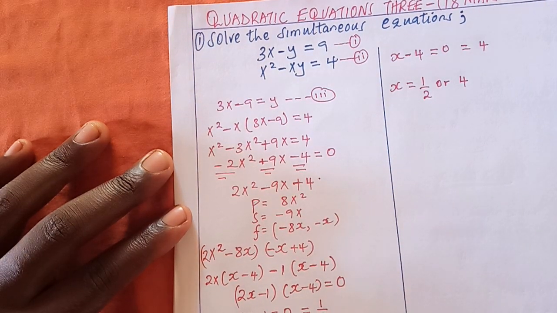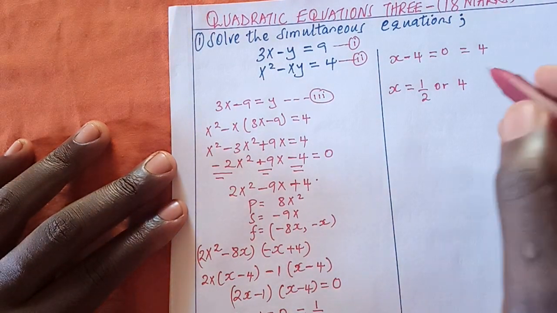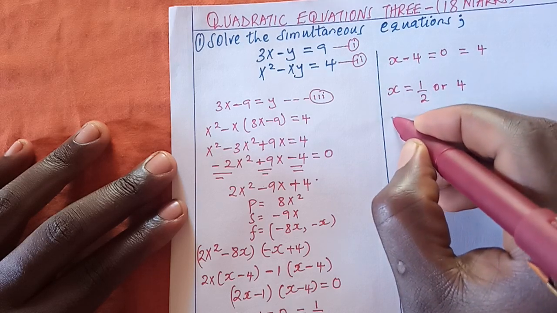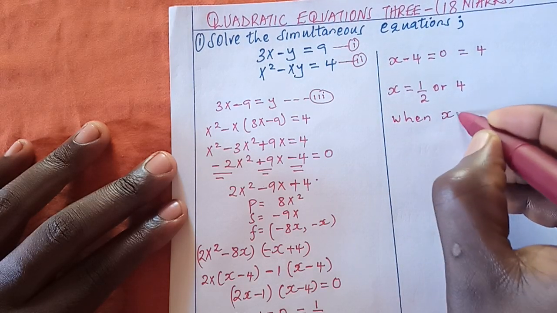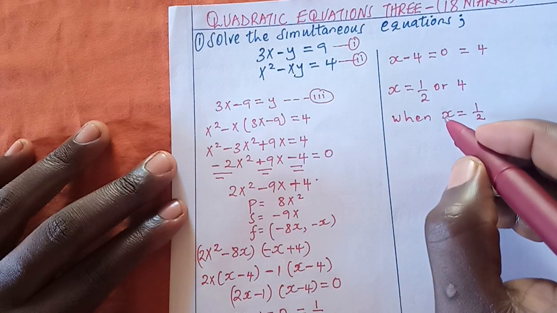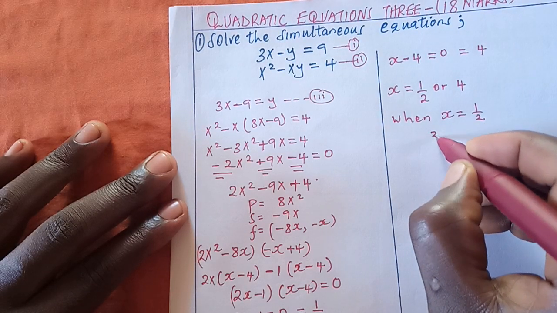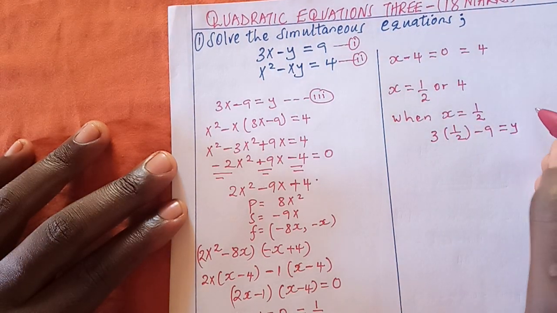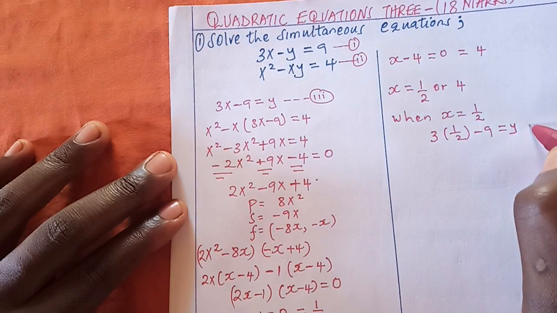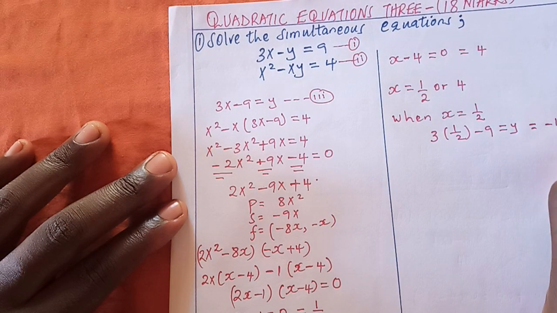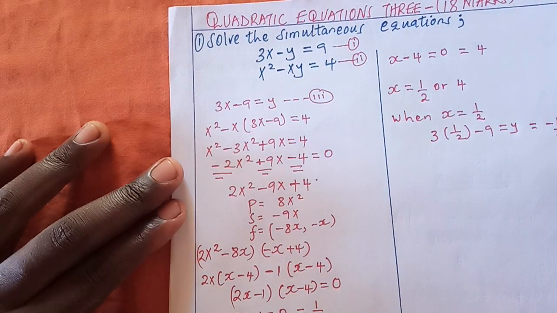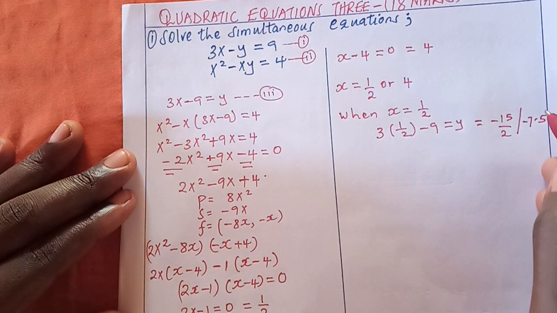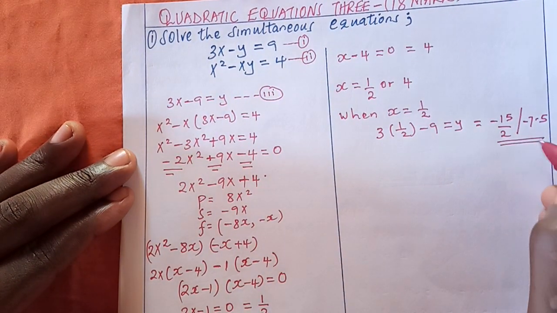Now we want to get the values of y, two values for y. How are we going to do that? So we say when x is a half, y is going to be what? y is going to be 3, you multiply by a half, then you take away 9, this one will give us y. So y is going to be negative 15 over 2, or somebody can say negative 7.5.